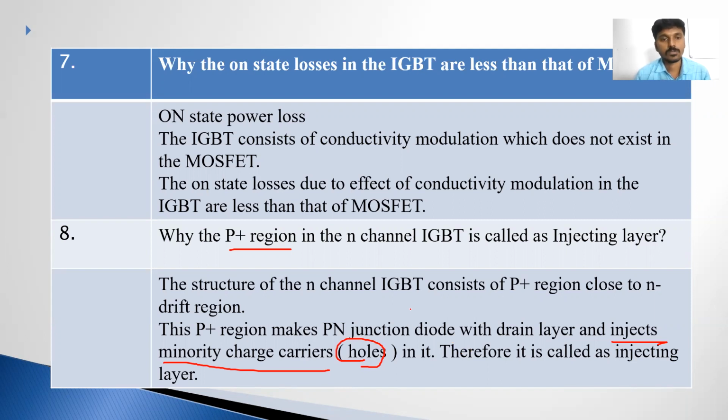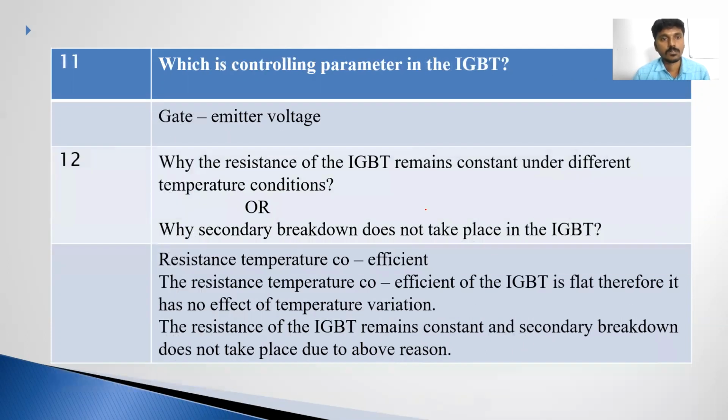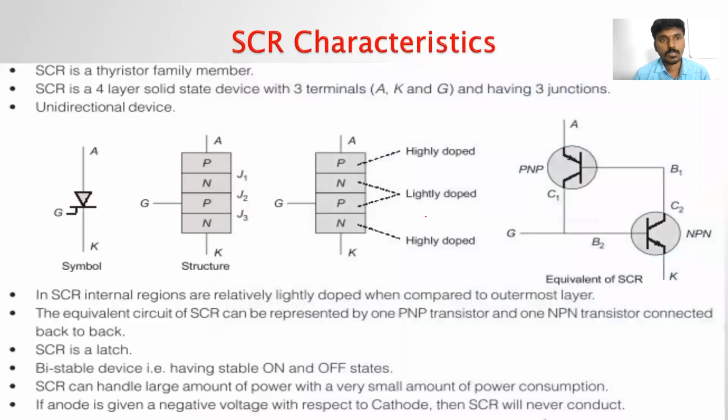We are using the P plus region in the N channel IGBT transistor. So you can go through this table. Now let's come to the thyristor's characteristics.